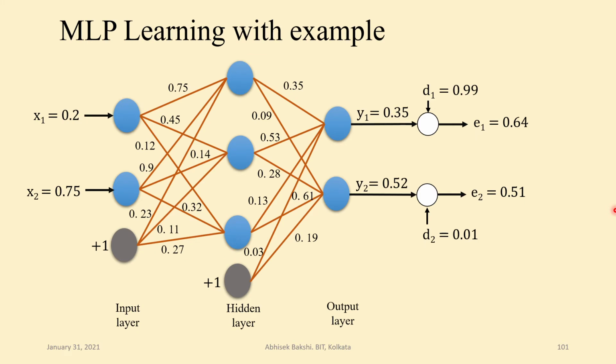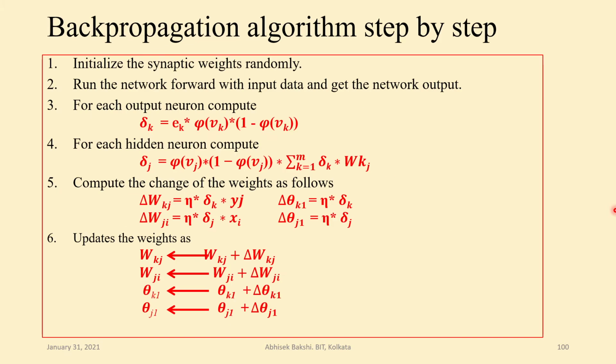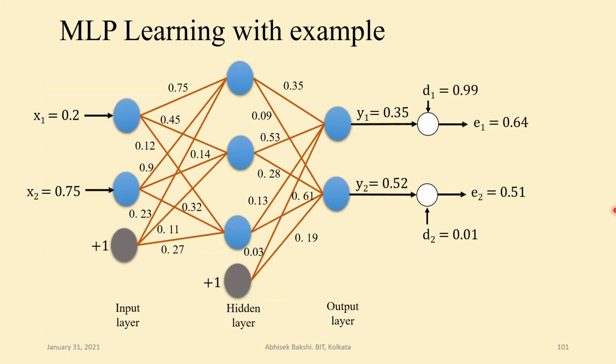As I told you, the first step is to initialize the synaptic weights randomly. So we have a random weight declaration, and according to that we have this set of weights in the multi-layered perceptron, where these black labels are actually the bias of the neural network. As I told you in my previous video, bias cannot be in an output layer. That's why bias is present only in the input layer and the hidden layer.